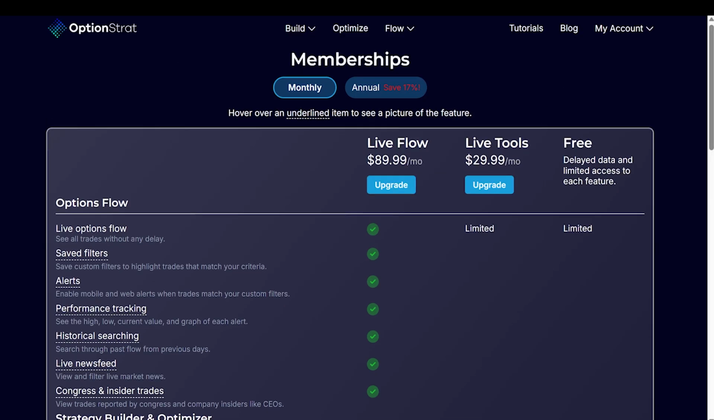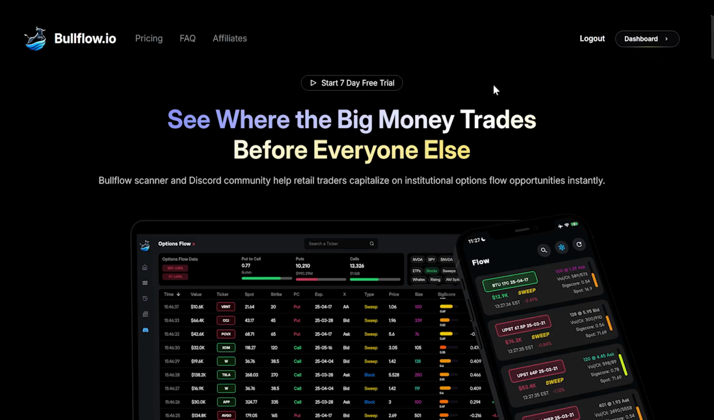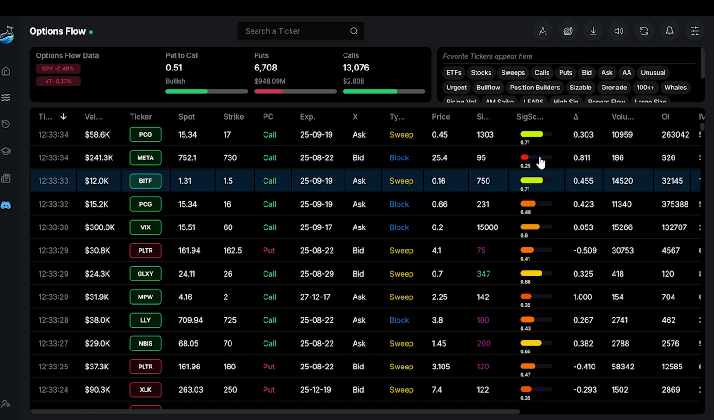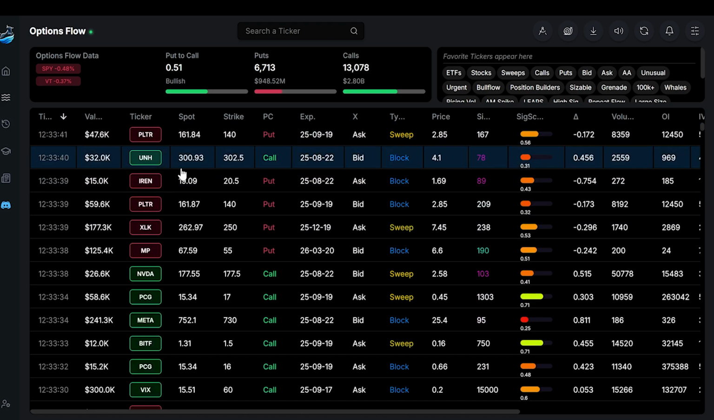So next I want to talk about Bullflow. This is another unusual options order flow platform that's going to be a little bit less capable than Insider Finance, but more capable than OptionStrat. So if we dive into the flow feed here, we can see that it looks a lot like both of those platforms, with some more similarity to Insider Finance.